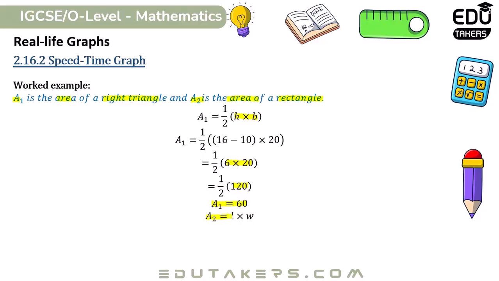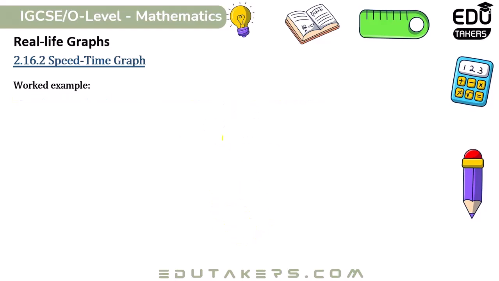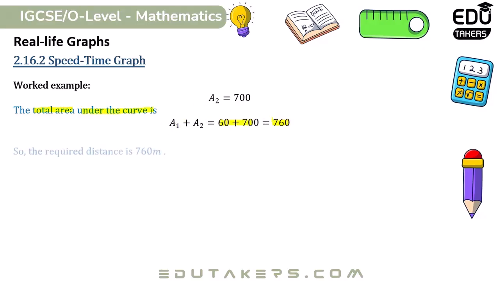Now A2 will be equal to length times width. So 70 times 10 equals 700. The total area under the curve is A1 plus A2. 60 plus 700 equals 760. So the required distance is 760 meters.